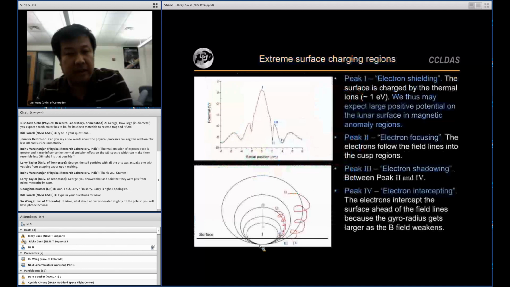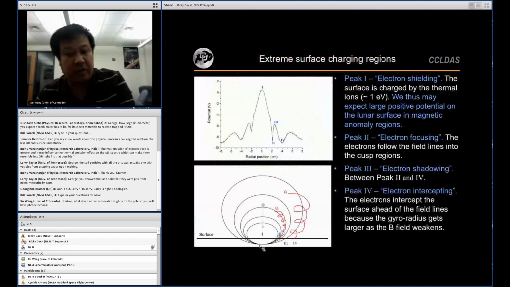To explain that, we plot this surface potential profile along the dipole field. So I marked these extreme charging regions 1, 2, 3, 4. And the bottom is a drawing that shows the dipole field and the particle trajectories. So the peak one is really positive, and that's caused by the shielding of the electrons. The electrons follow the field line, shielded away from the center, to the cusp at the side.